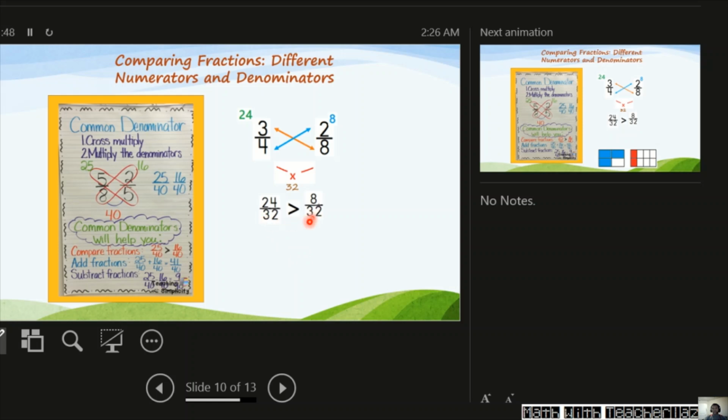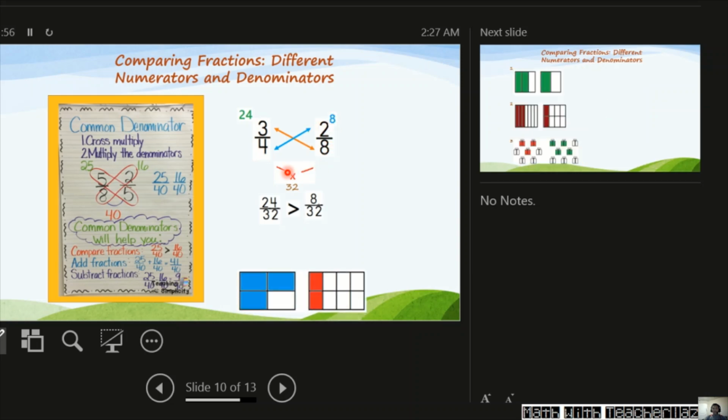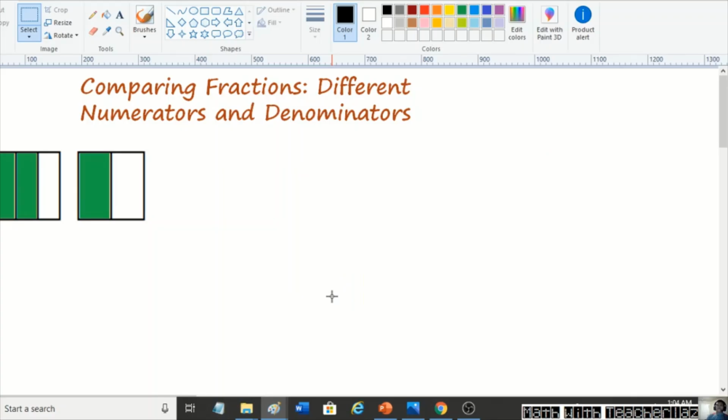Okay, so which is greater? Well, now we have the same denominator, so the fraction with the greatest numerator is the greatest. So 3/4 is greater than 2/8. Okay, and that's the way we can prove it. Now let's go ahead and do some exercises. So using the cross multiplication method, let's compare these two fractions.